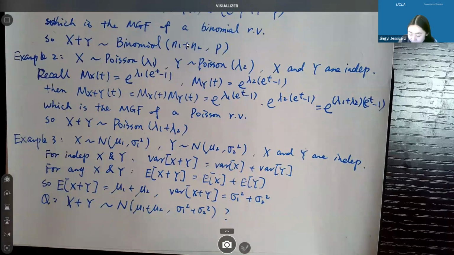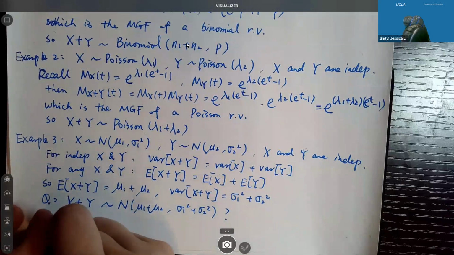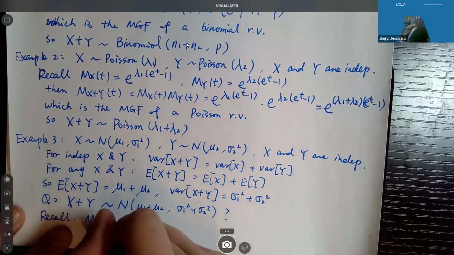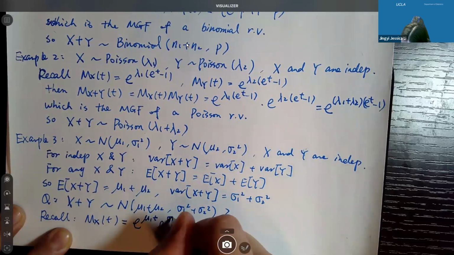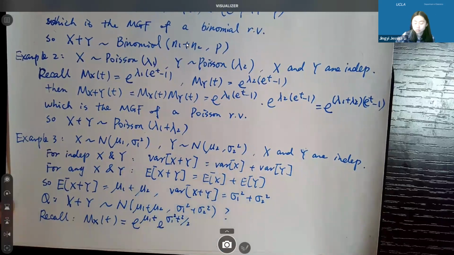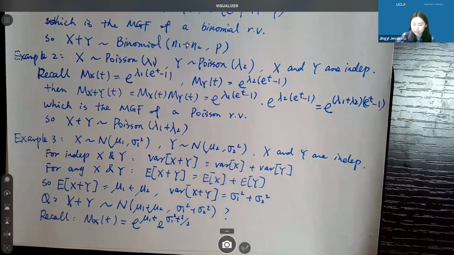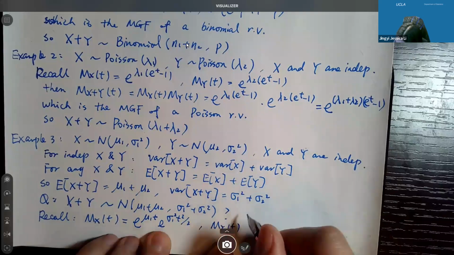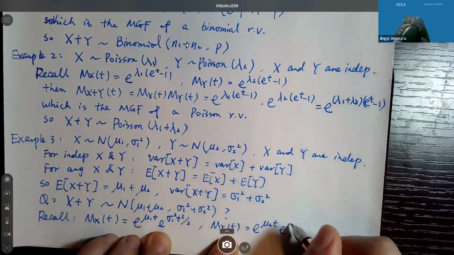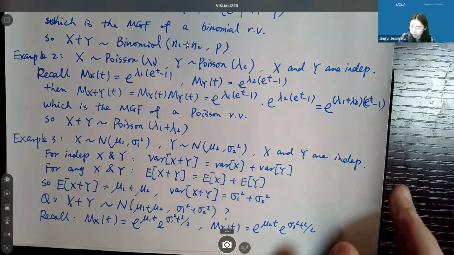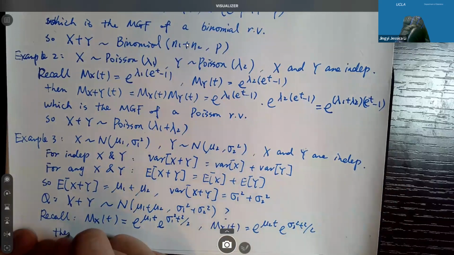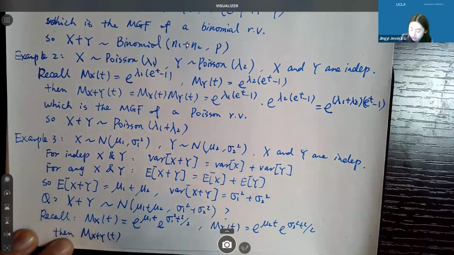Let's first take a look at the MGF of x and MGF of y based on what we just derived. So recall that M_X(t) is equal to e to the mu1 t times e to the sigma 1 squared t squared over 2, what we just derived using the first property of MGF, the linear transformation property. And M_Y(t) equals e to the mu2 t times e to the sigma 2 squared t squared over 2. Right? Now let's combine them. The MGF of x plus y at t is just their product.